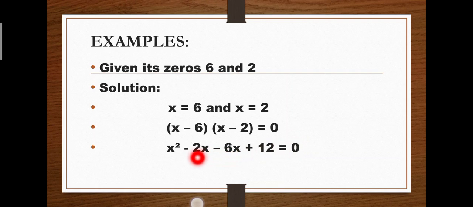Like terms are negative 2x and negative 6x. So, we will copy lang x squared. Ang white yung tingnan nyo ha. So, copy lang x squared. Then, negative 2x minus 6x. Since they have the same sign, so we will add the number 2 plus 6. Then, copy the common sign, which is negative. So, negative 8x. Since negative, so it means minus. So, minus 8x, then copy plus 12 is equal to 0. So, yan yung final answer niya. X squared minus 8x plus 12 is equal to 0.